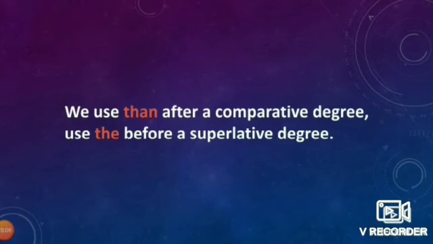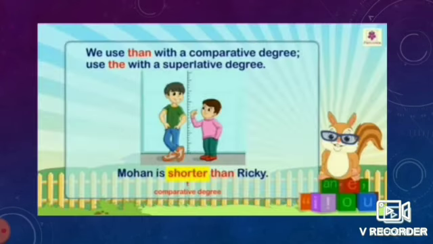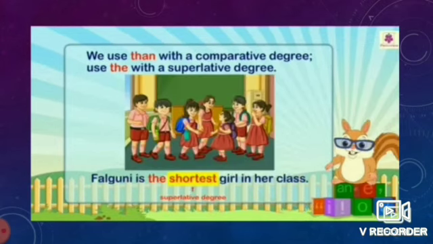We use than after a comparative degree and use the before a superlative degree. For example, Mohan is shorter than Ricky. It's a comparative degree. One more example. Falguni is the shortest girl in her class. Okay, students?